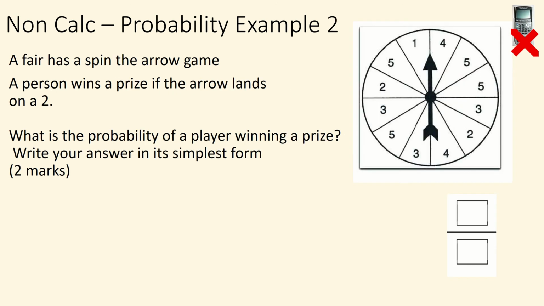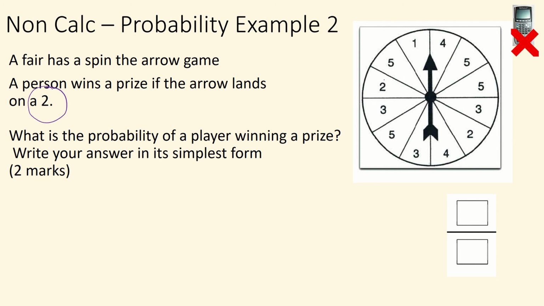And the last probability example, this is actually taken from a sample test, and I've changed the wording slightly. A fair has a spin the arrow game. Here is the spin the arrow on the right hand side. A person wins a prize if the arrow lands on a 2. What is the probability of a player winning a prize? Write your answer in its simplest form. The fact that it says write in the simplest form means we're going to write it as a fraction.